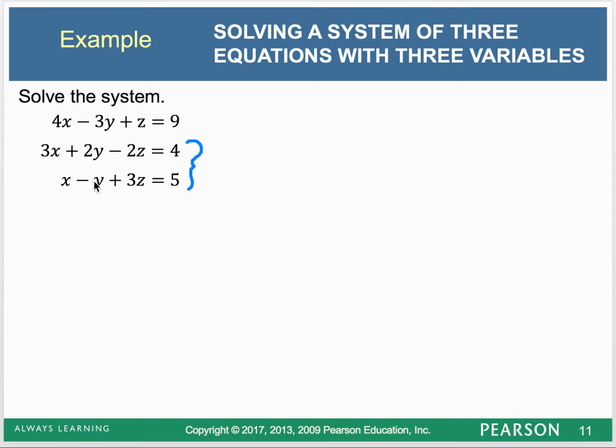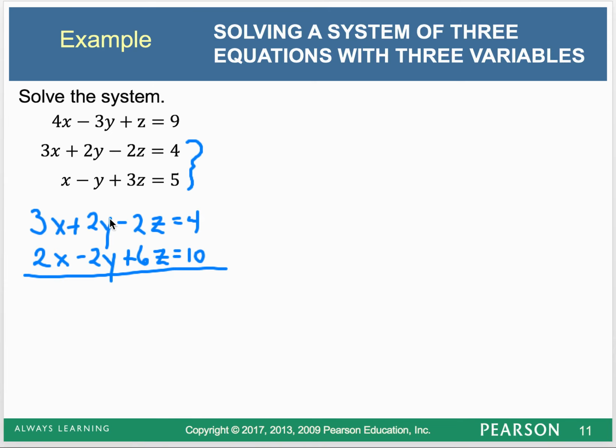I'm going to multiply this equation by 2, so I'd have a -2y and a +2y. Writing that one first, I have 3x plus 2y minus 2z equals 4. And if I multiply all the way across by 2 here, I would have 2x minus 2y plus 6z equals 10. Adding them together, my y's get eliminated. So we have 5x plus 4z equals 14.